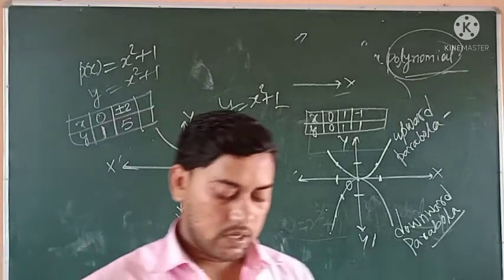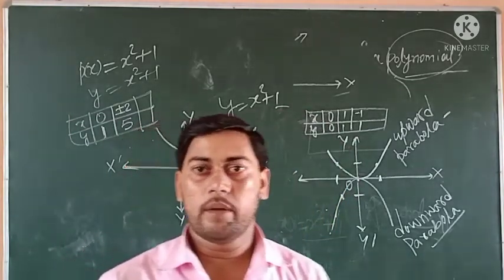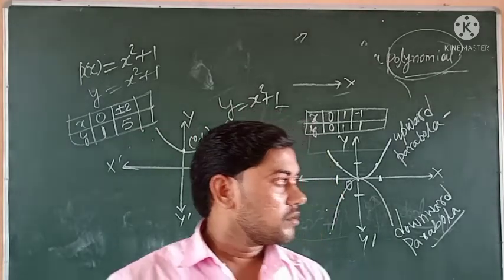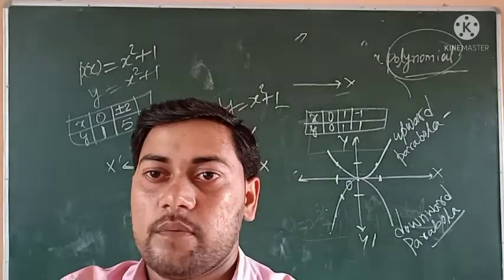The graph of a cubic polynomial does not have a unique shape, and there is no special name for the graph of a cubic polynomial.